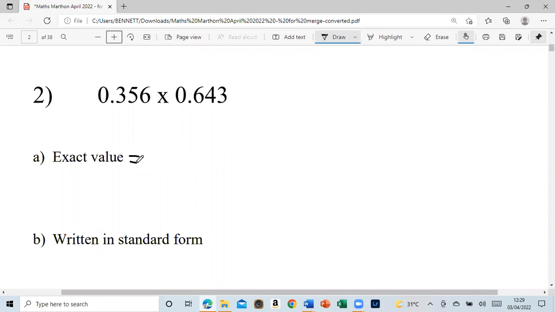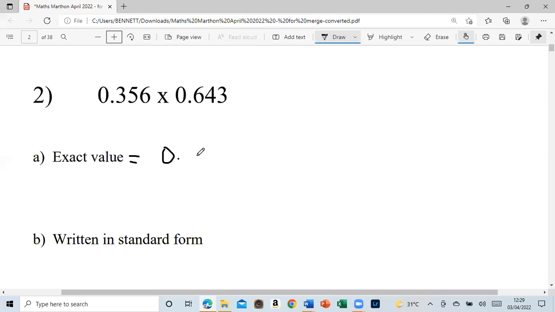Alright, guys, that should take you no more than 20 seconds to do. You just press 0.35 times 0.643. Whatever the calculator gives you, that's your answer, right? So what's the answer? 0.228908.